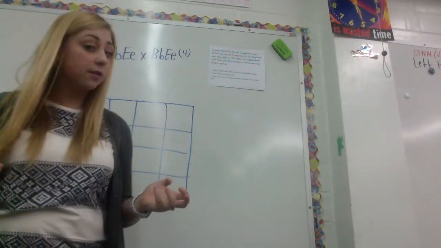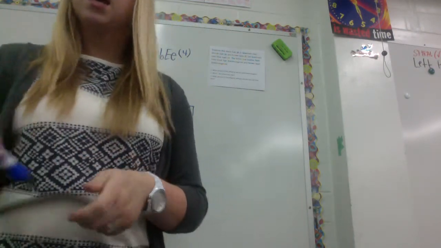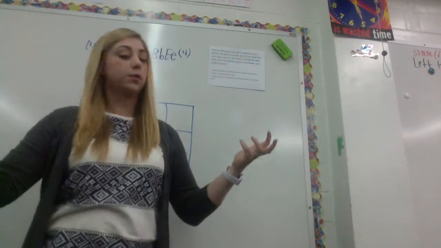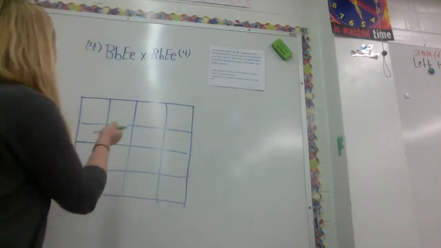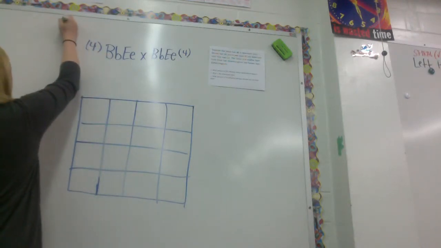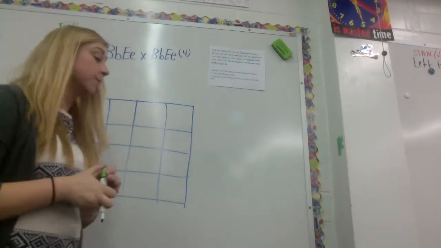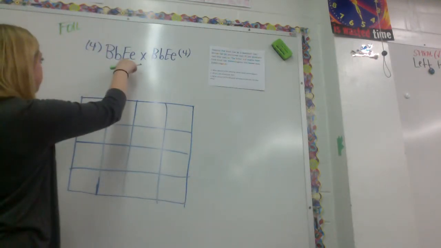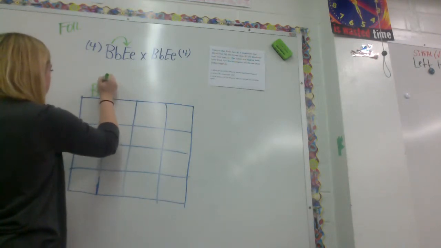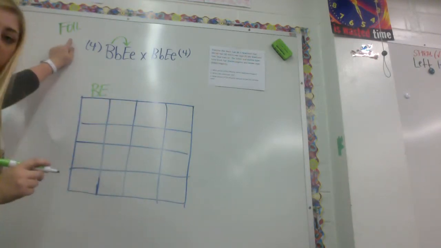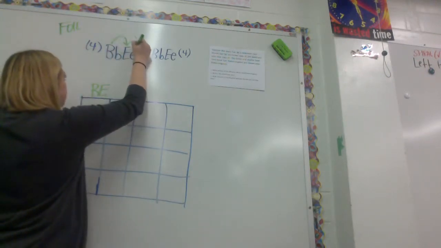Okay, so now we have to figure out how to set up the box. The way that we taught you in class is to use FOIL, just like you used in math. First, outside, inside, last. So we need the first of each letter: big B, big E. Then we need the outside of each letter: big B, little e.